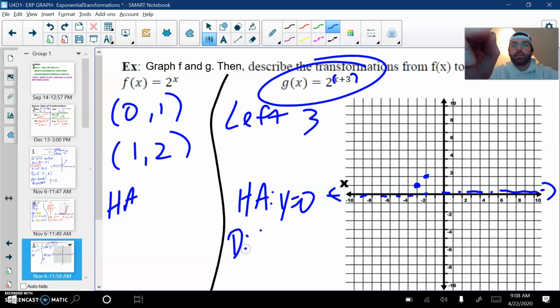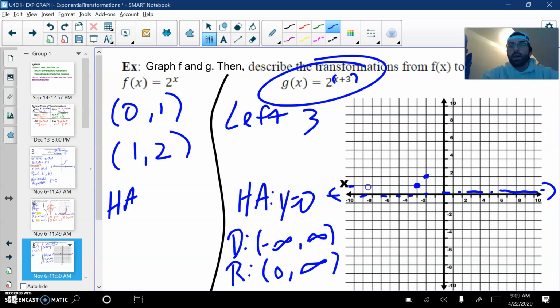Domain, was that affected? No. So it's negative infinity to infinity, and the range always matches the horizontal asymptote, so that's from 0 to infinity.